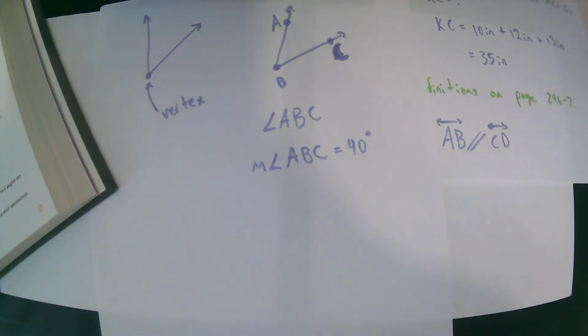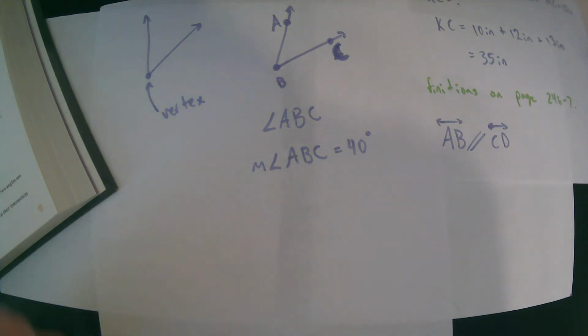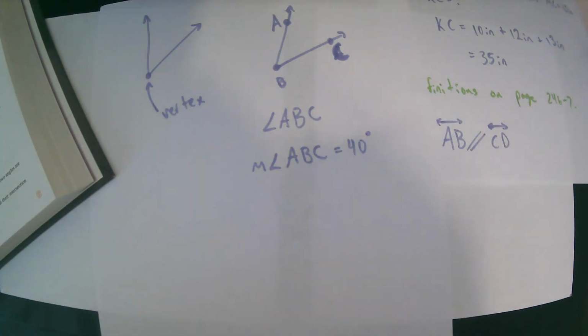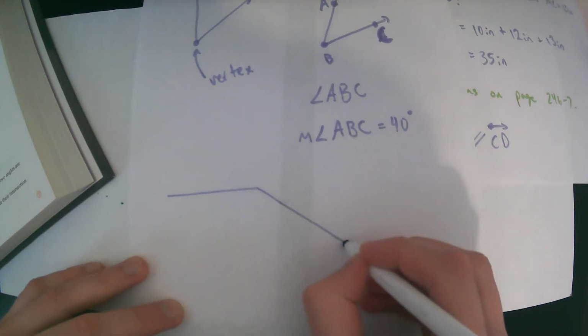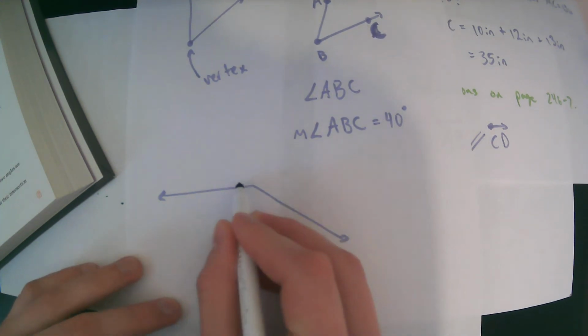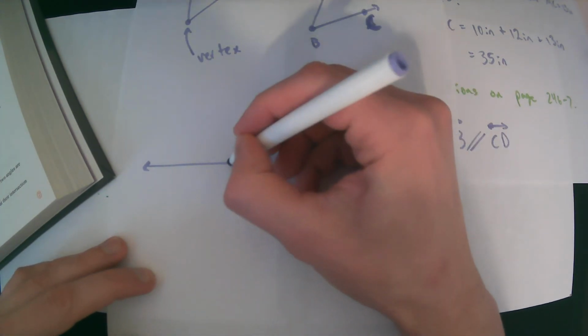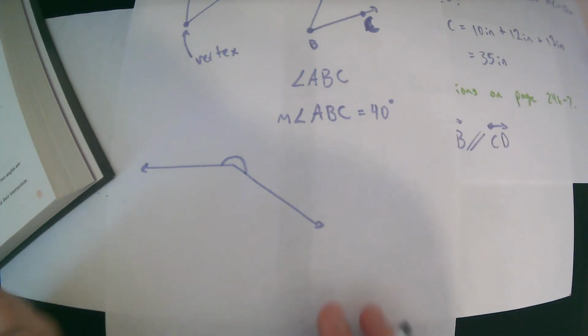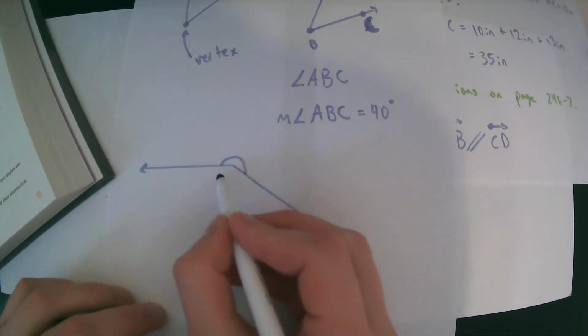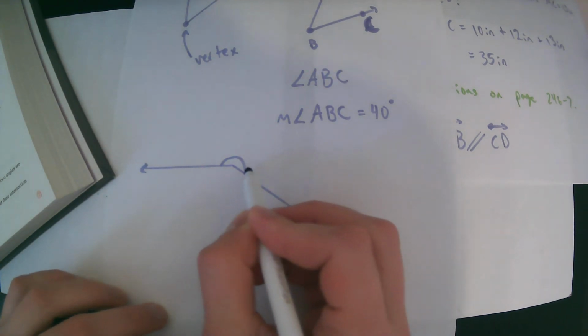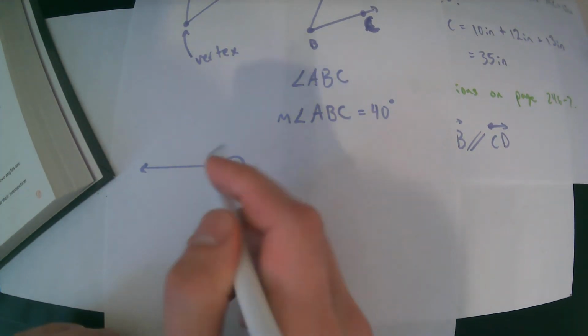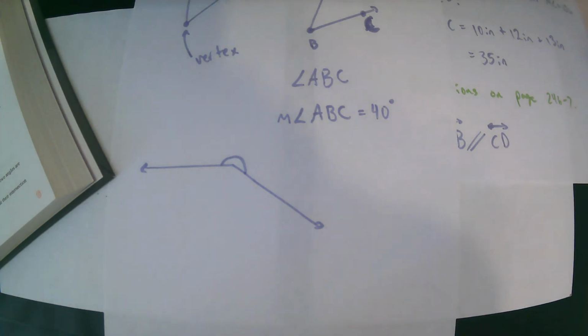Okay, obtuse angles are greater than 90 degrees, got it. But something like this here, this angle would be obtuse, but this angle would not be considered obtuse because it's greater than 180. But if I was to measure the opposite side of it, that would be obtuse. But this side would not be because it's greater than 180.